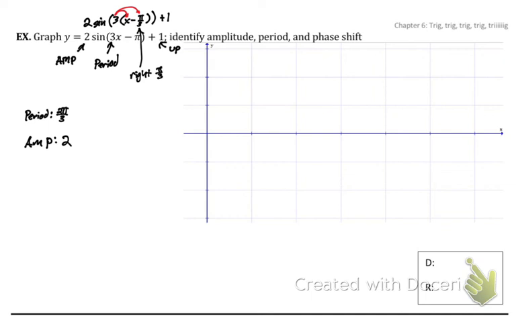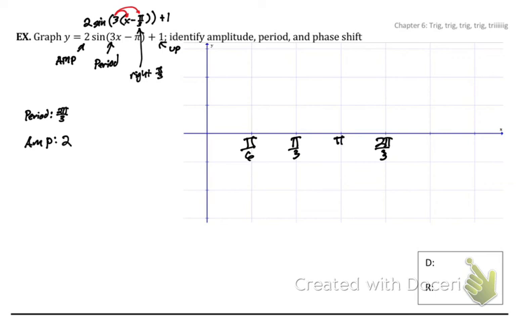Okay, let's graph this. So I start with the period. Period, 1, 2, 3, 4, 2 pi over 3. 2 pi over 3 times 1/2. The 2's cancel out and you're left with pi over 3. 1/2 times pi over 3 is pi over 6. 3 times pi over 6 is 3 pi over 6, which we can simplify to pi over 2.